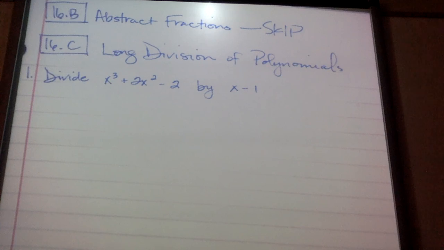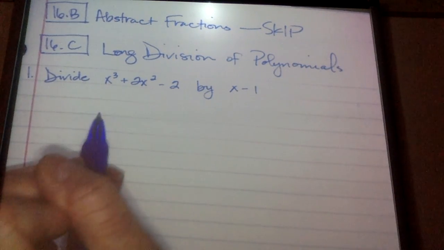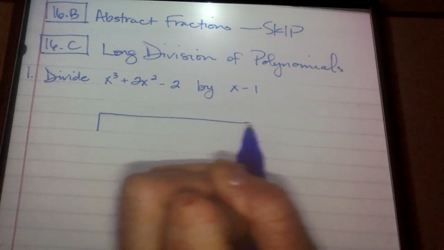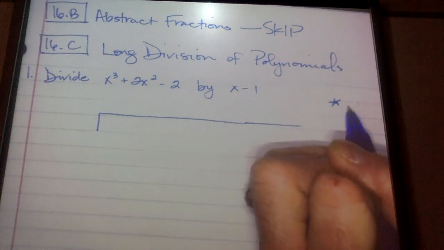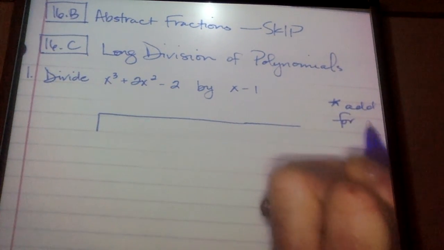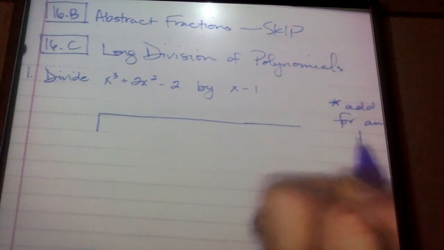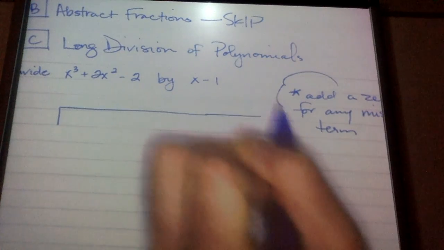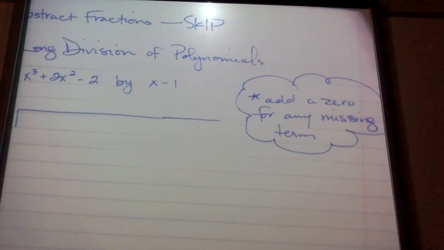So I have 2 polynomials here. The first one is going to be written inside that box, long division box, and I have to put terms in order, and I have to add a 0 for any missing term. Okay? Sorry, I'm zoomed in so you can't see that, but I did write it on the side. Add 0 for any missing term.